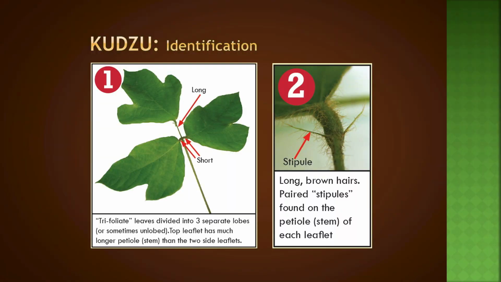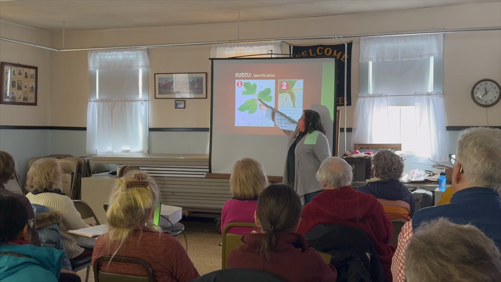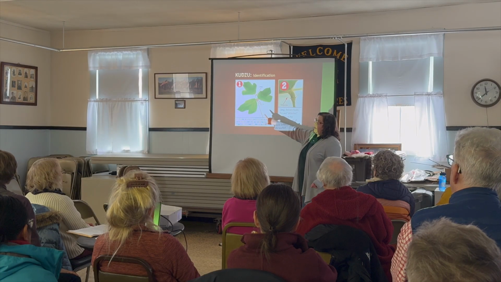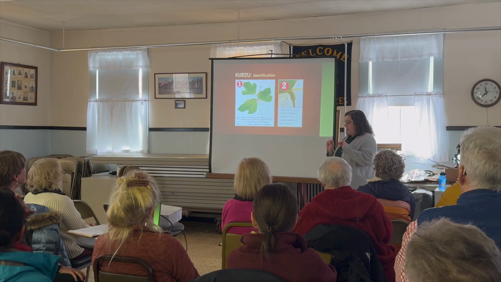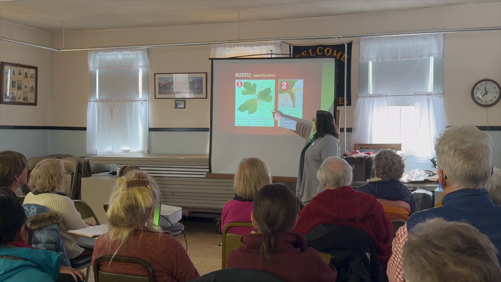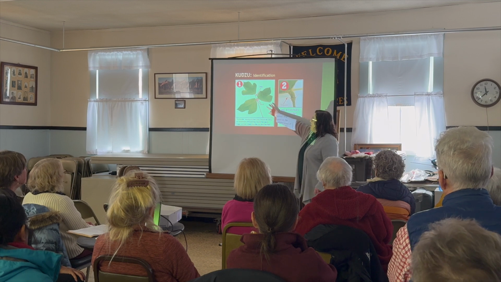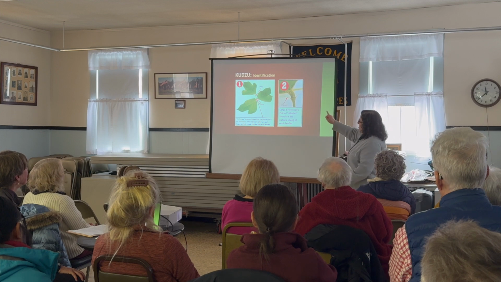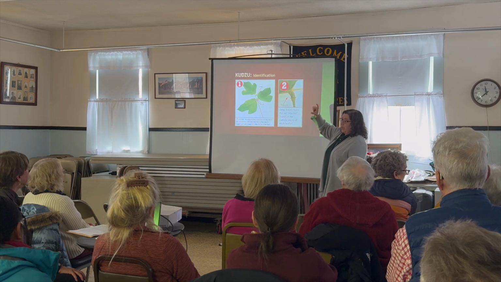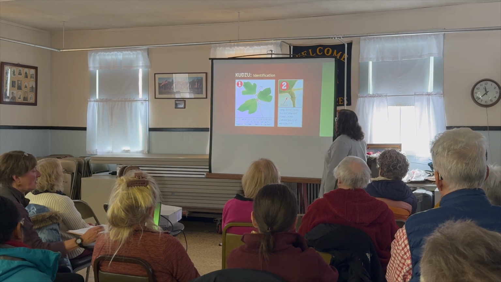So look at the kudzu leaf. Again, it kind of looks like beans, right? Like a bush bean leaf. But if you look here, this is one leaf, and those are 3 leaflets. Each leaflet has a little stem that attaches it to the main leaf, and that's called the petiole. The bottom 2 are short, and then in the middle, the top one has a really long stem or petiole. So that's a good ID character.